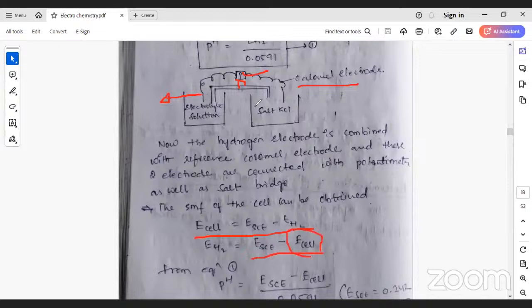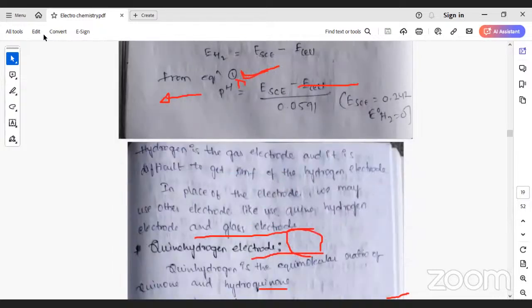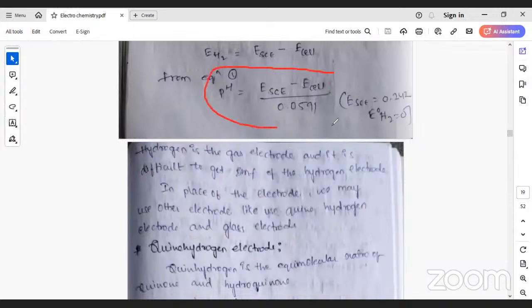This is the E cell which is obtained from the instrument, that is the pH meter, the potentiometer. Then E of the standard calomel electrode is the reference one, that is 0.242. By the substitution of these two, we can get the pH, the pH of the electrolyte solution. So E standard calomel electrode, that is 0.242, minus E cell which is obtained from the potentiometer, divided by 0.059. That will give the pH of an electrolyte solution.